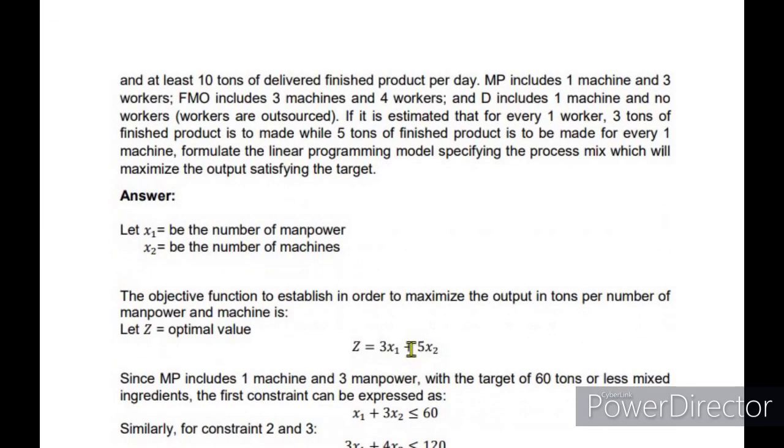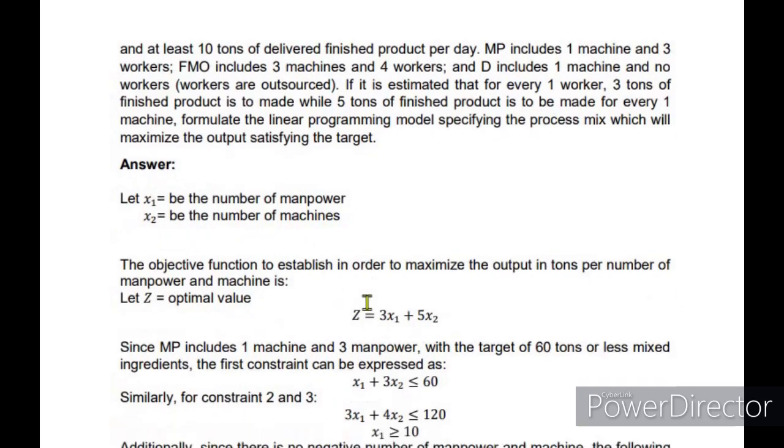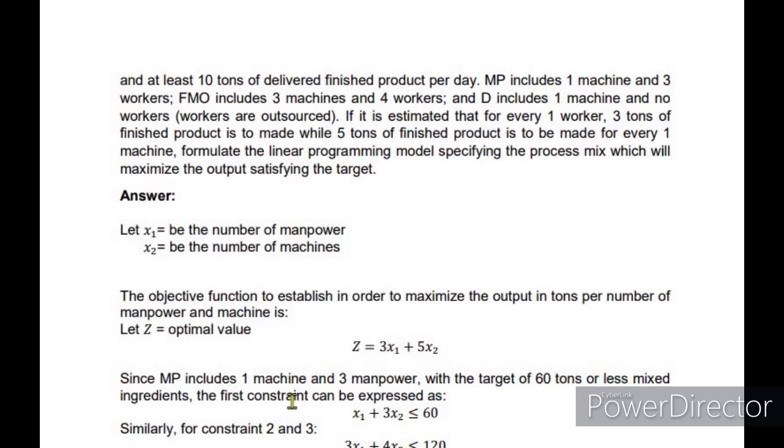For the answer, first we let the unknowns. Let x sub 1 be the number of manpower, then x sub 2 be the number of machines. The objective function is established in order to maximize the output. It is maximization because it is stated in the problem to maximize the output.